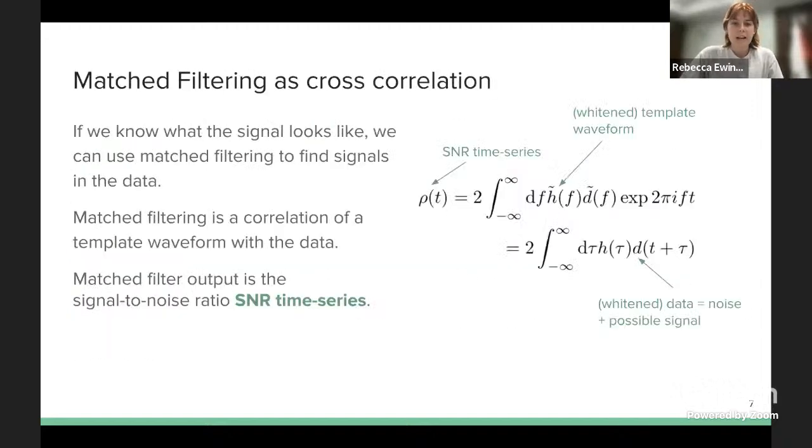And with that, for matched filtering, we assume that we know what the signal looks like. We have what we call a template waveform, which is a model of the signal. We can use matched filtering to identify signals in the data. This is just a correlation of the template with the data. That means we take the template and slide it along the data, and at every point in time, we calculate the overlap between the template and the data. The output of that process is what we call the signal to noise ratio, or SNR time series. You can see mathematically how this is defined both in the frequency domain and in the time domain.